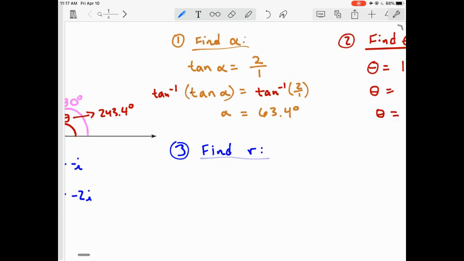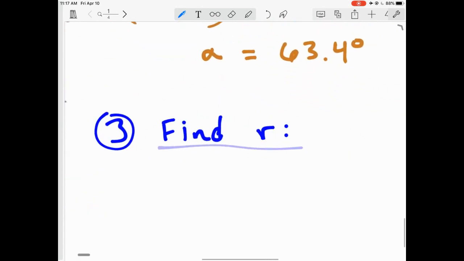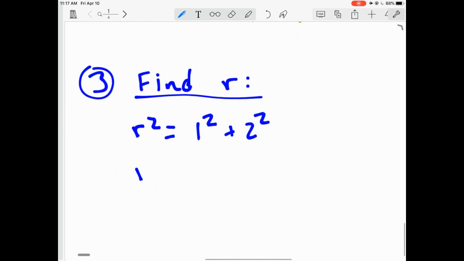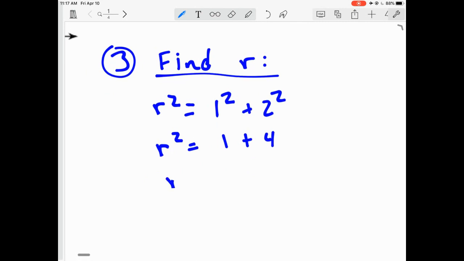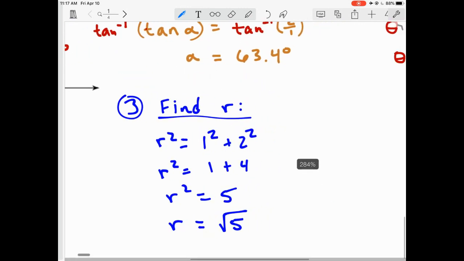This is the simple part. To find r, you know two sides of this right triangle. Therefore, we can just apply the Pythagorean theorem. r squared equals 1 squared, the horizontal length, plus 2 squared, the vertical length. So r squared equals 1 plus 4. r squared is equal to 5. Take the square root of both sides, and you should end up with r equals the square root of 5. You can approximate that as a decimal, but square root of 5 is our exact answer. So I'll leave it like that.